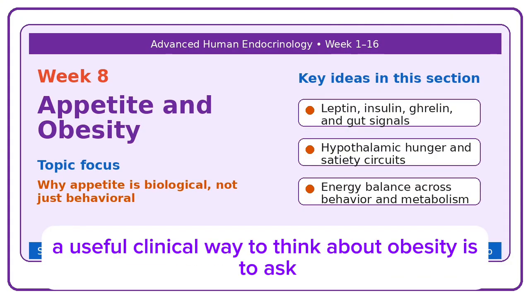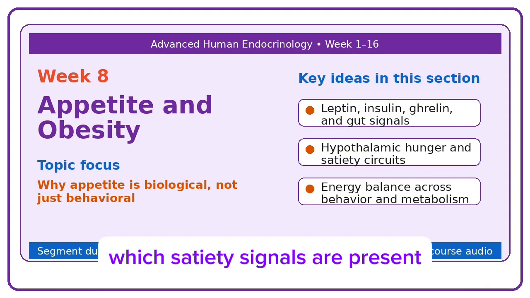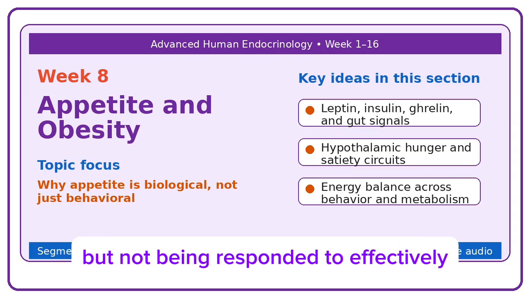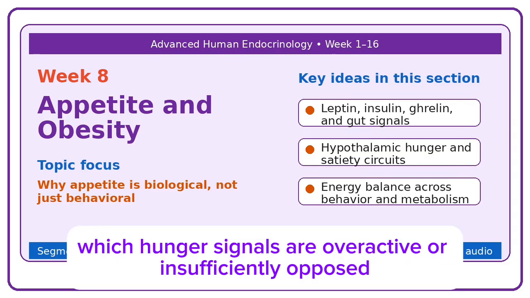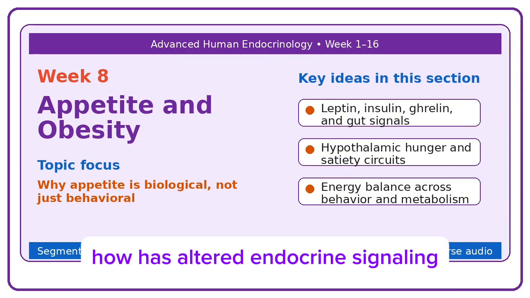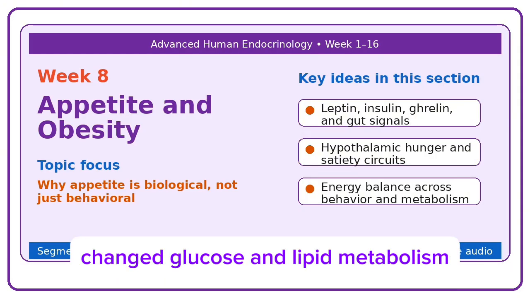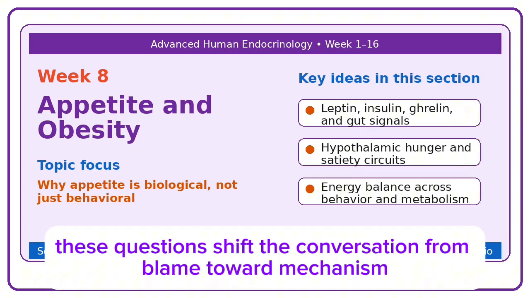Clinical connection. A useful clinical way to think about obesity is to ask, which satiety signals are present but not being responded to effectively? Which hunger signals are overactive or insufficiently opposed? How has altered endocrine signaling changed glucose and lipid metabolism? These questions shift the conversation from blame toward mechanism.